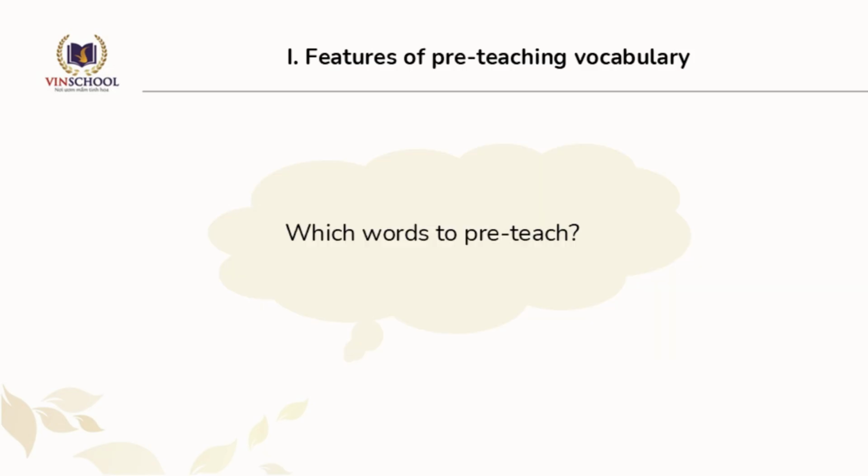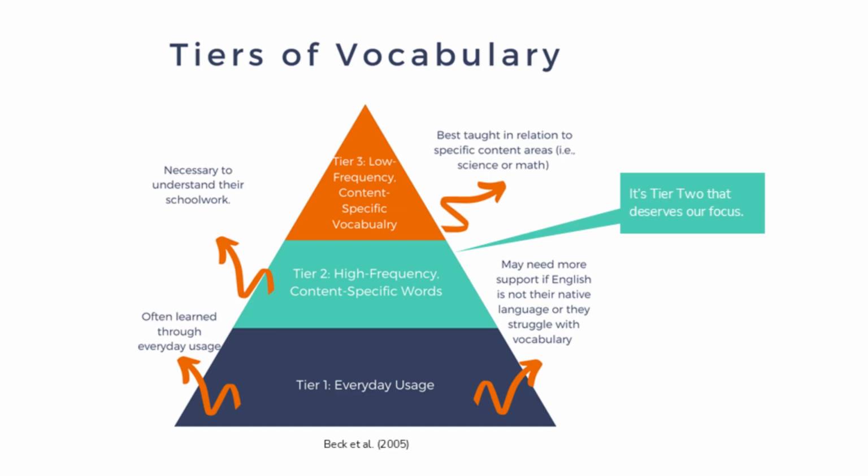So, how do we decide which words to pre-teach? The first key framework comes from Beck and colleagues, 1987-2002. They categorize vocabulary into 3 tiers. Tier 1 consists of everyday words like dog and run, words students already know well. These words are so common that students naturally encounter them frequently, both in written and spoken language. For this reason, Tier 1 words generally don't require explicit instruction in school.